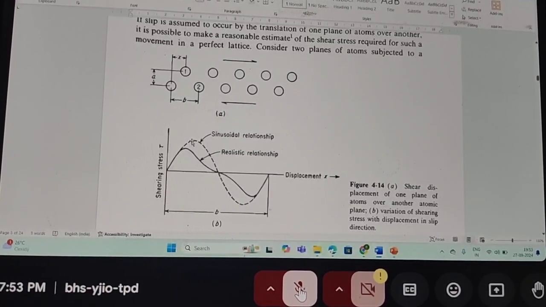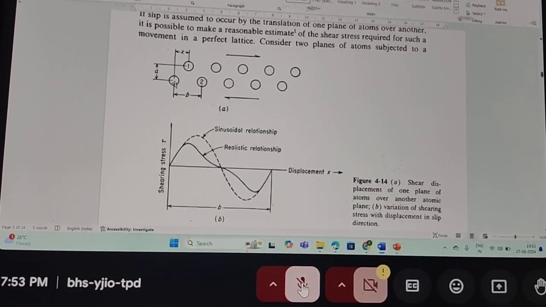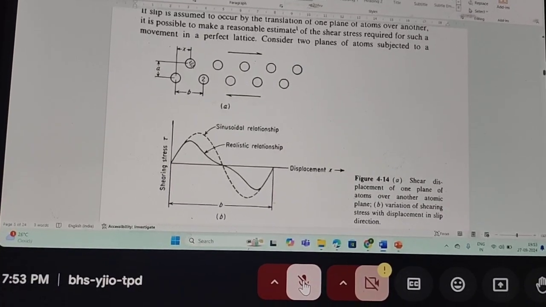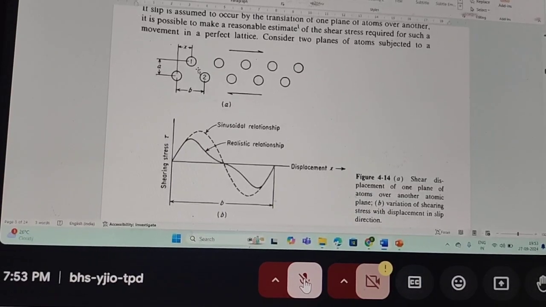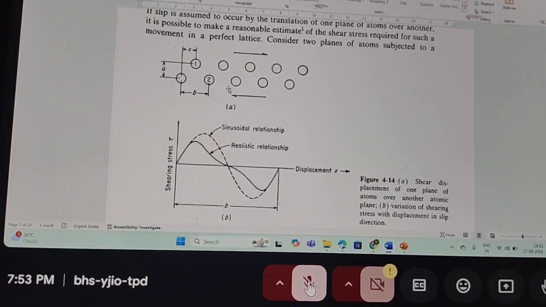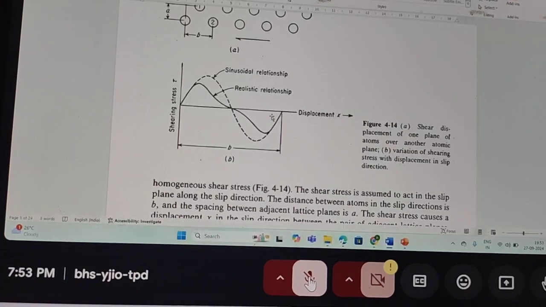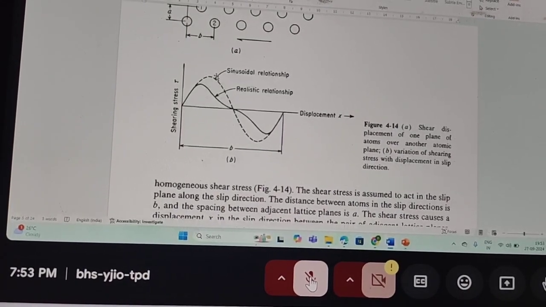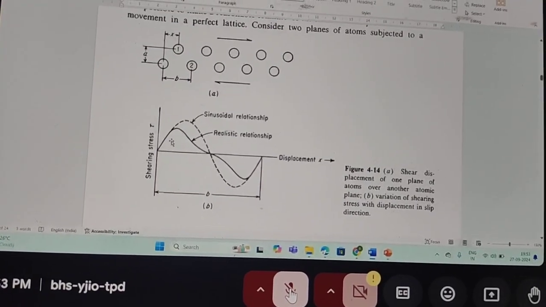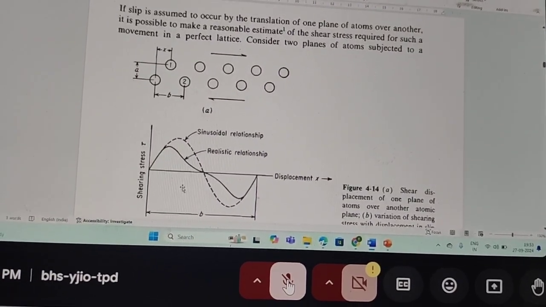But if you cross the midpoint of these 2 points, this and this, then it reaches here. As it reaches the midpoint and crosses, it comes here. Then the particular ball is again coming through a maxima and then falling to a minimum. So it passes through a negative maxima here and comes to this. So the distance of this point to this point is one interatomic distance B, and this is the interplanar distance A, and this is the displacement X.